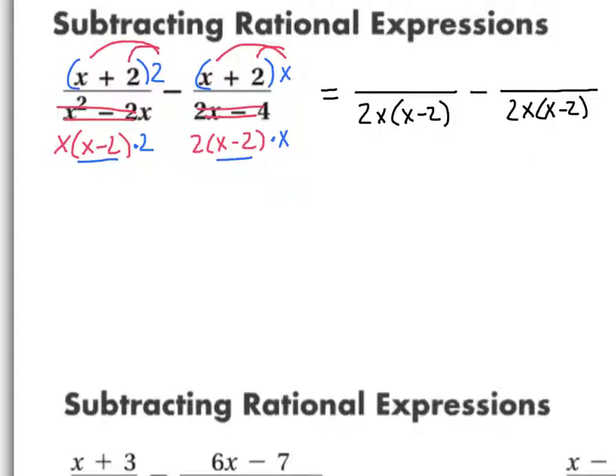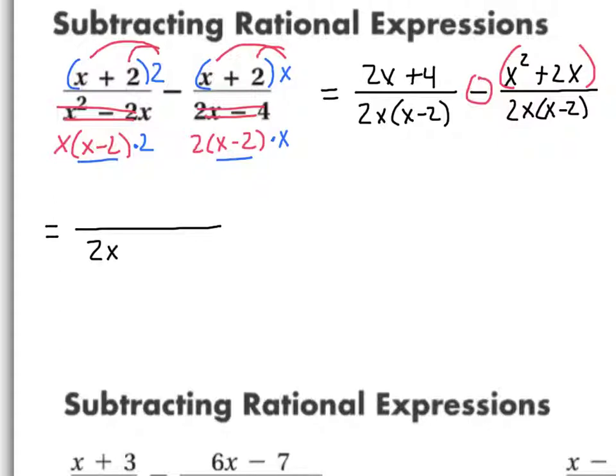So multiplying the first 2 through, we get 2x plus 4. Multiplying through the x, we get x squared plus 2x. And now when we go through and do this, remember that we are subtracting this entire numerator. Our denominator stays the same. We keep that common denominator, 2x times x minus 2. On top we have 2x plus 4.